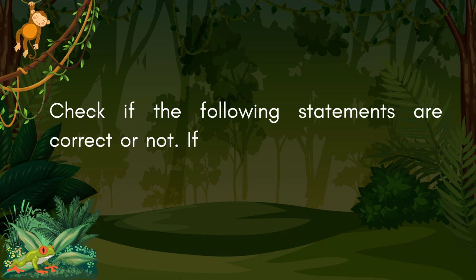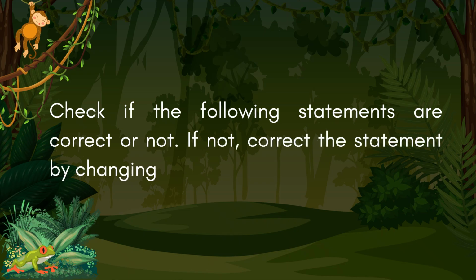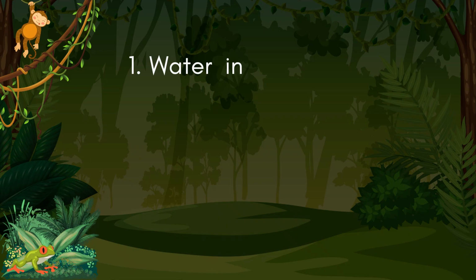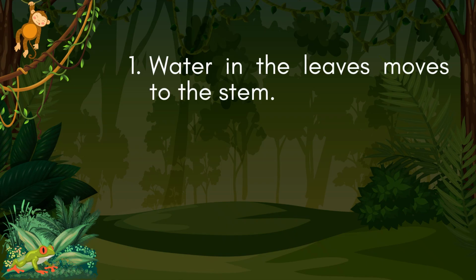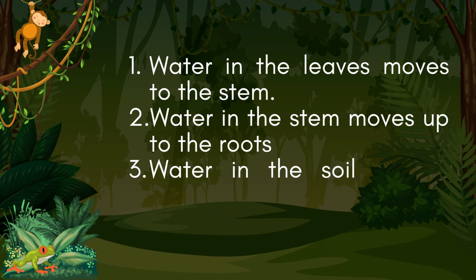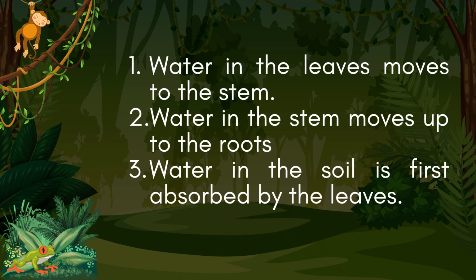Let us first check if the following statements are correct or not. If not, correct the statement by changing only one word. One, water in the leaves moves to the stem. 2. Water in the stem moves up to the roots. 3. Water in the soil is first absorbed by the leaves.